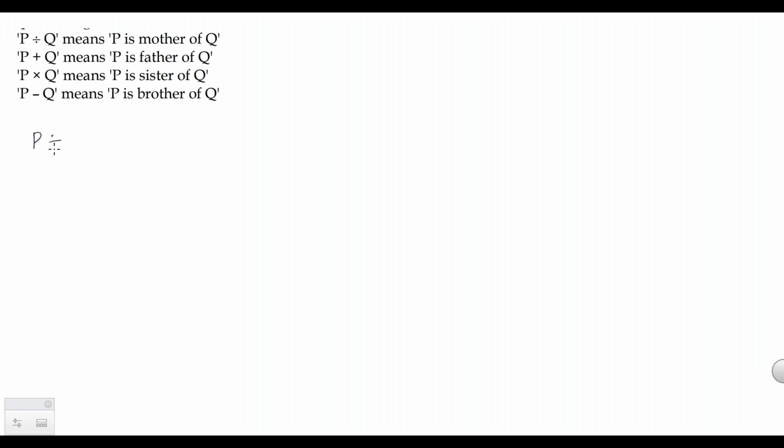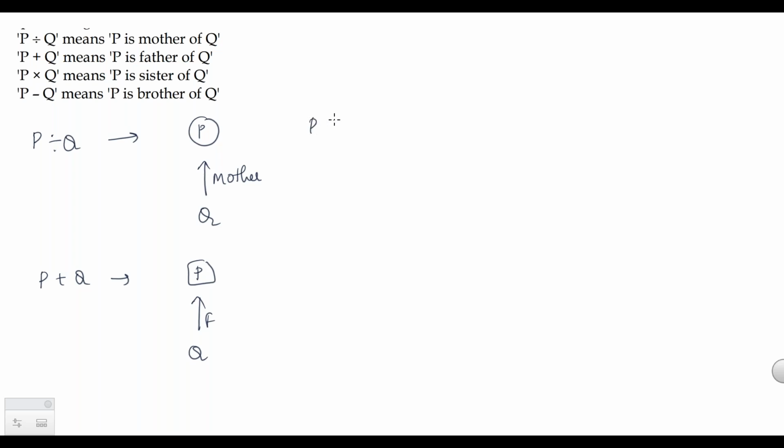So P divided by Q means P is the mother of Q. P plus Q means P is the father of Q.